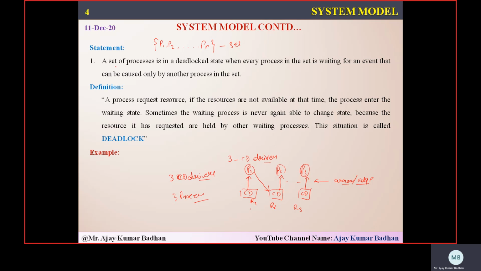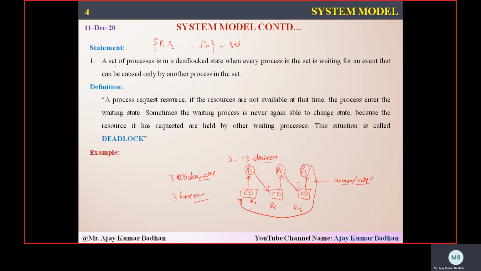So he has requested. At the same time, this process P2 has requested this particular CD. And at the same time P3 has requested another CD that is with P1. Now if you see here, this particular process is already having one, he wants one more. Same way P2 is having one, he wants another one. P3 is having one, he wants another one.